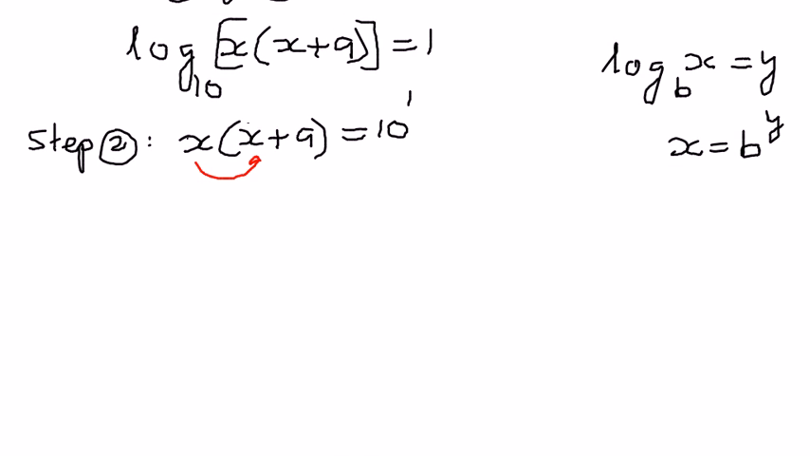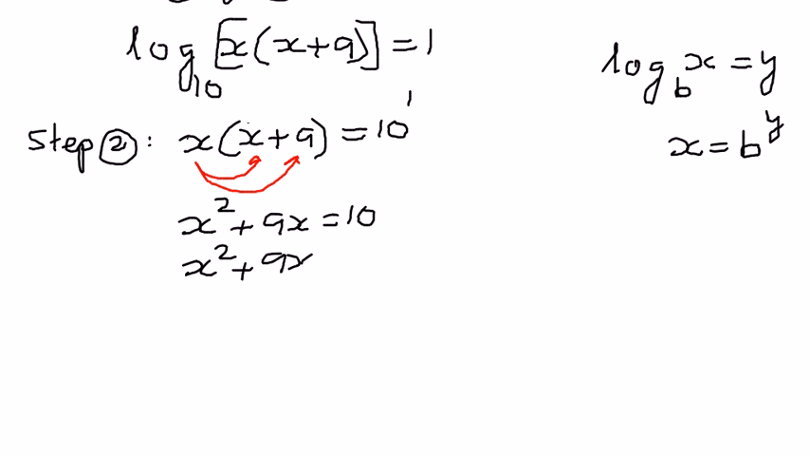Now we can expand this part, or distribute the x to every one of the terms inside the parentheses. And when we do that, this is how it's going to expand. x times x is x squared, x times 9 is 9x, and then 10 to the power of 1 is 10. And if we were to bring everything to one side of the equation, it is going to look like this: x squared plus 9x minus 10 is equal to 0.